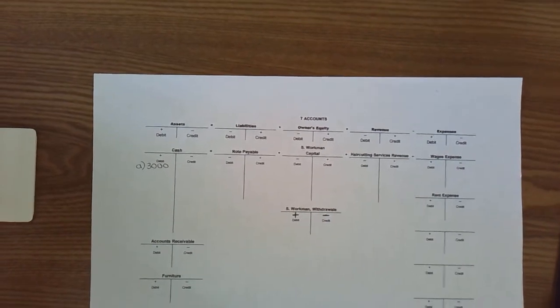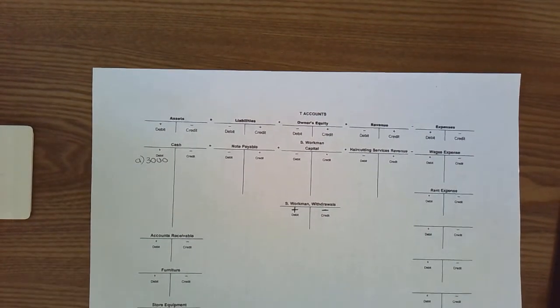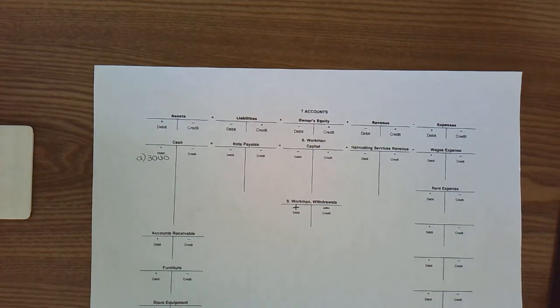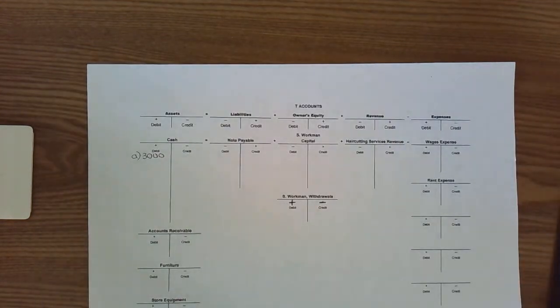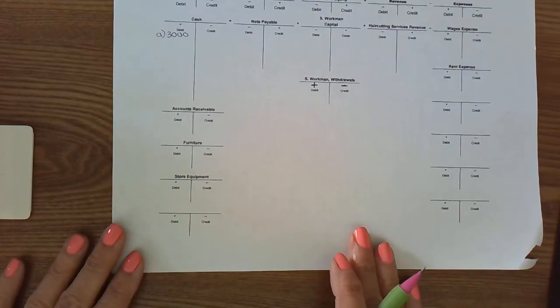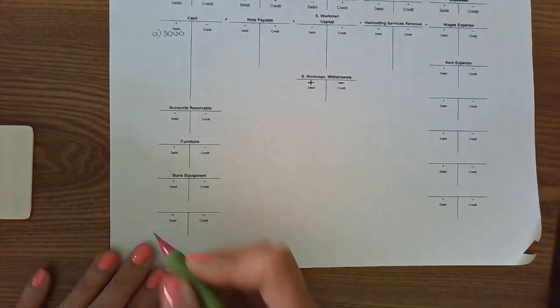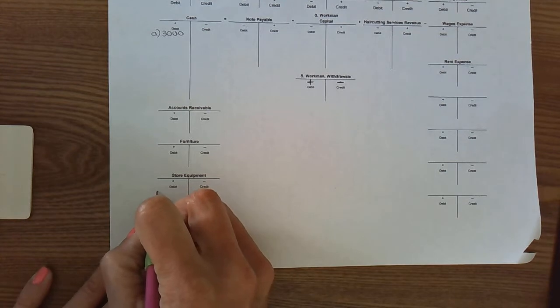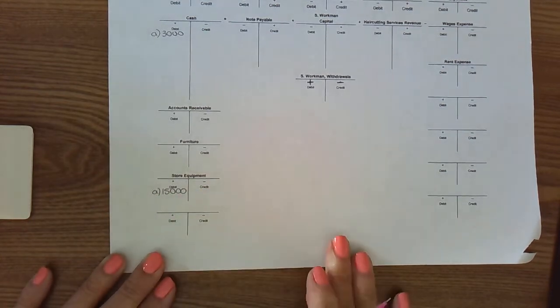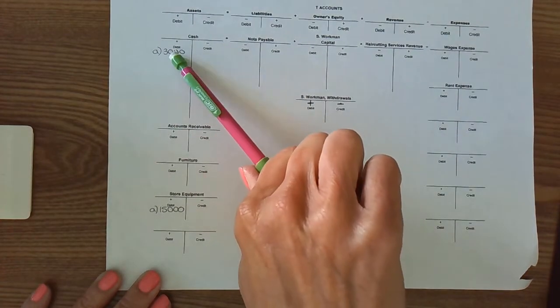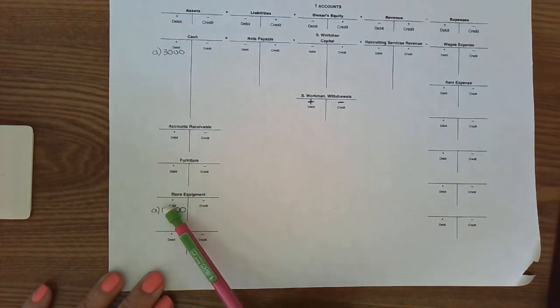Then what we're going to do is put the other part that she invested into the company, $15,000 of equipment. So we're going to go down here under our store equipment. We're adding to the store equipment, so we're going to put letter A and 15,000. So we have invested the cash, 3,000, and the store equipment.